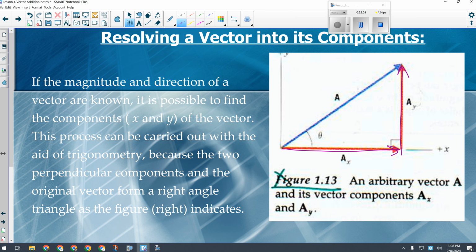So if I wanted to find Ax, and I knew what A was, let's just say that A is 200 meters and theta is 30 degrees. How would I find Ax? I know the hypotenuse, yes? And I know the angle. So which side is x? Adjacent or opposite?